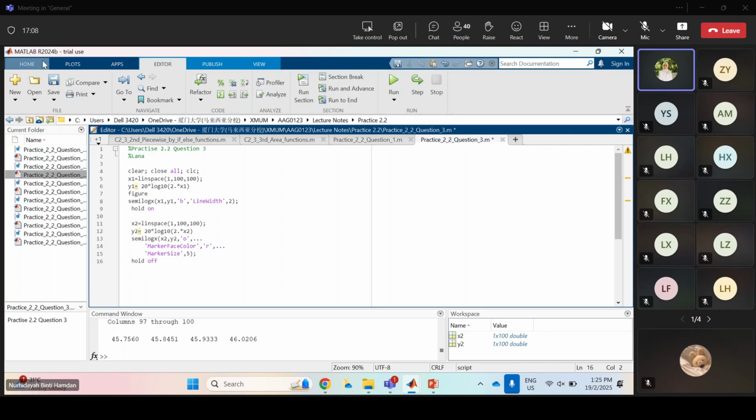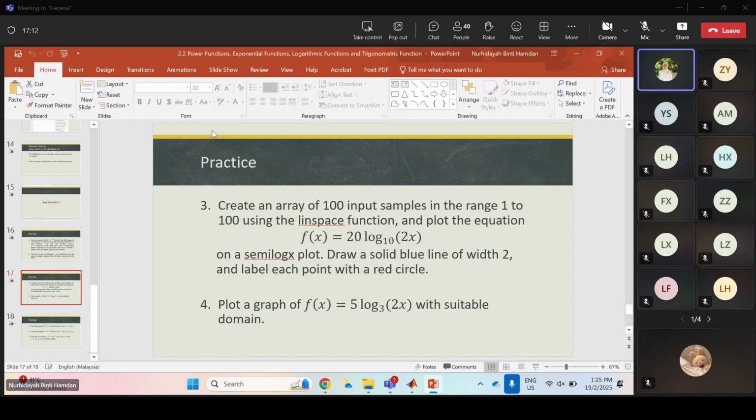Okay. Next is question 4. Some students approached me about this one: plot a graph of f(x) = 5 times log base 3 of 2x, with a suitable domain. In MATLAB, I forgot to mention before, we only have natural log, log base 10, and log base 2. So this one is log base 3, and you have to convert.